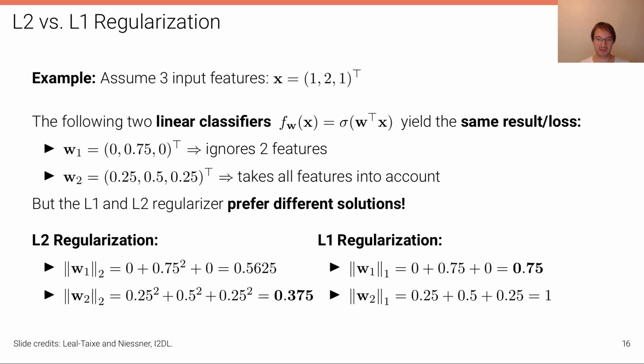In contrast, the L1 regularizer yields for W1 a value of 0.75 and for W2 a value of 1. So the L1 regularizer prefers these sparse solutions where a lot of the values are close to 0 over a solution with more homogeneous values. That's the difference between the L1 and the L2 regularizer.